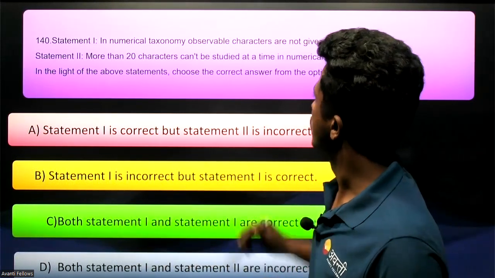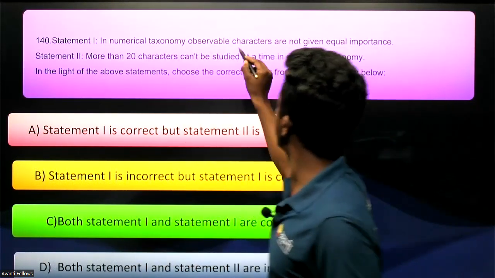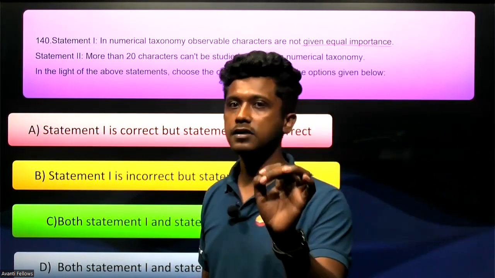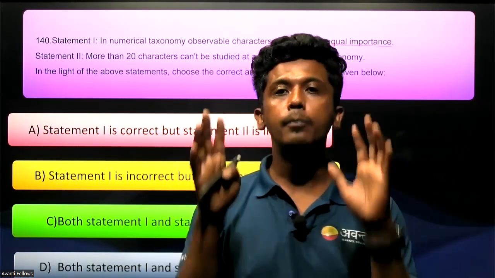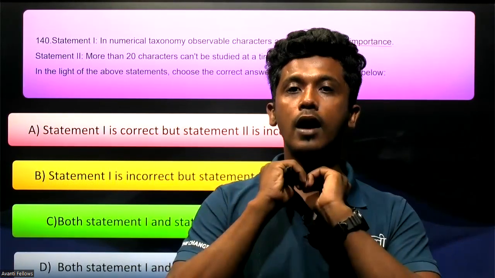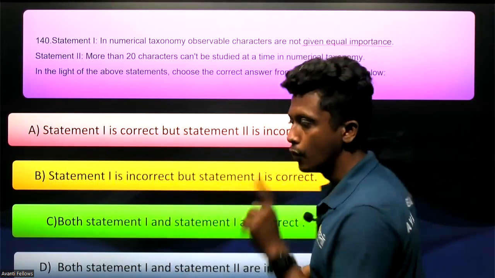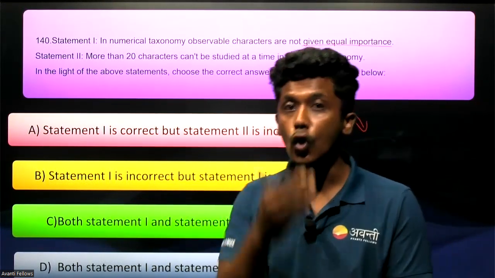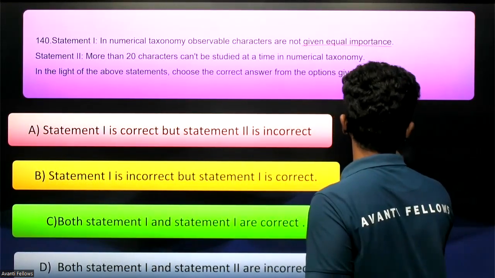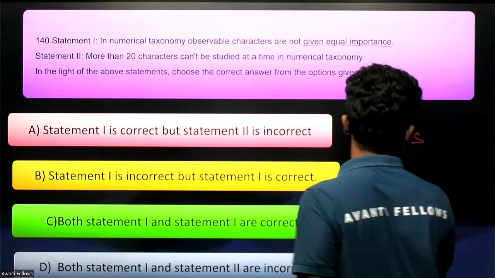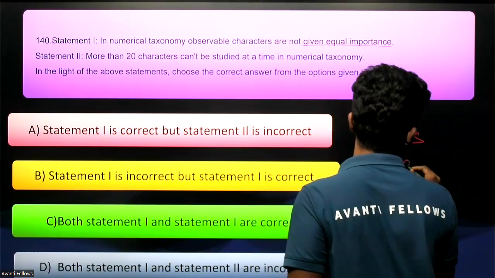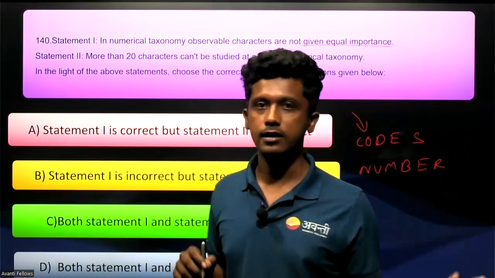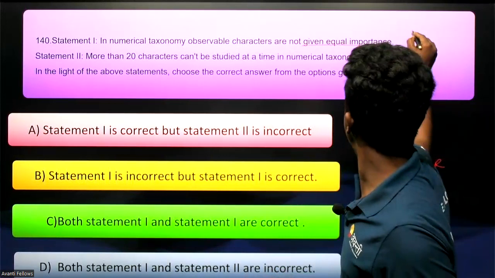So let's look at the first statement. In numerical taxonomy, observable characteristics are not given equal importance. No, students, what happens in numerical taxonomy is that observable characteristics are given the highest importance. We give certain codes and certain numbers, or identification, to those observable characteristics. So this statement is wrong.